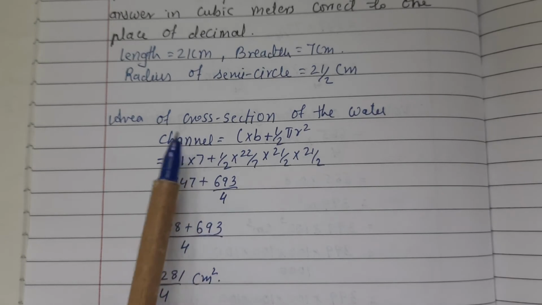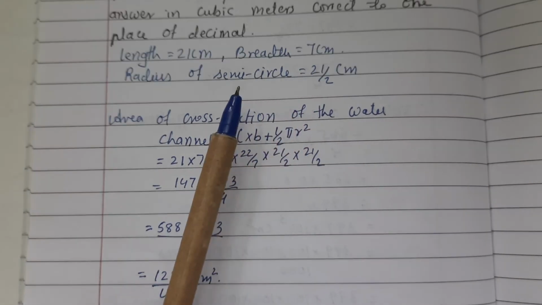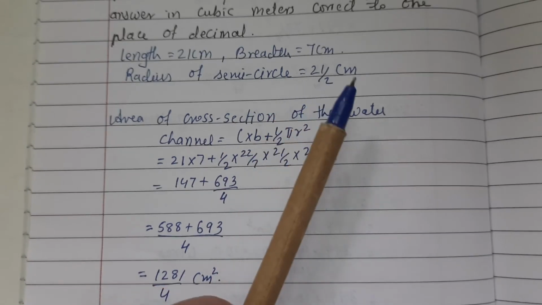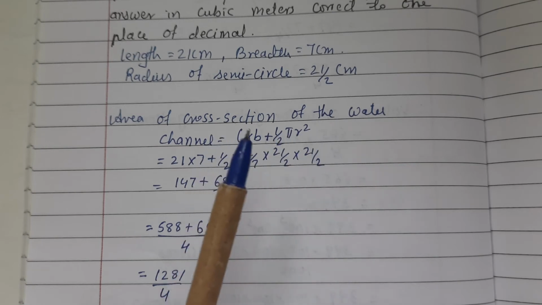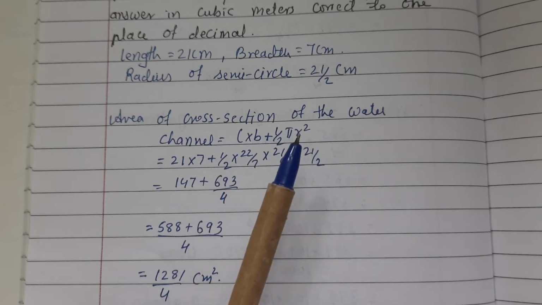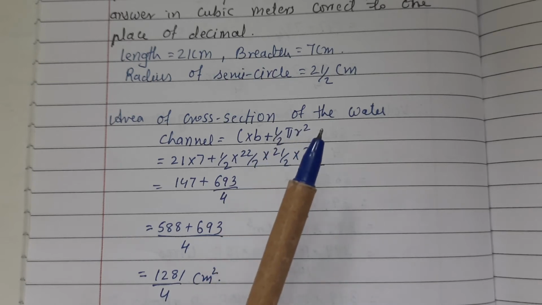Length equal to 21 centimeter, breadth equal to 7 centimeter. Radius of the circle equal to 21 upon 2 centimeter. Area of cross section of water of the channel is area of rectangle plus area of semicircle, equal to length into breadth plus half pi r square.